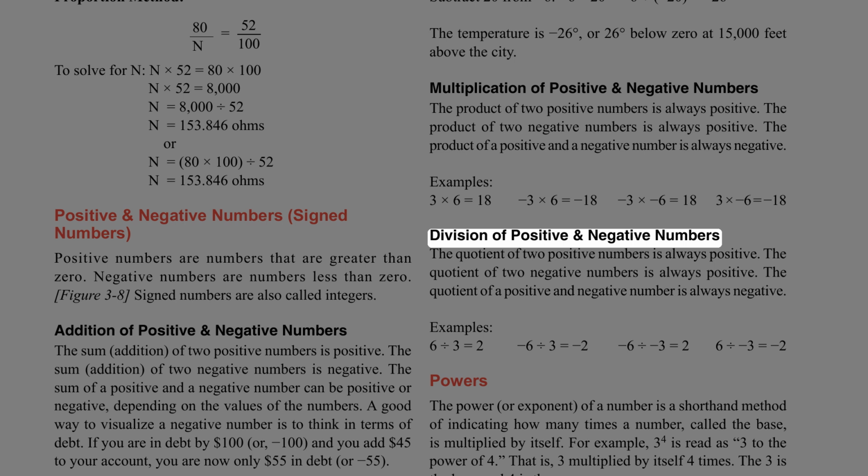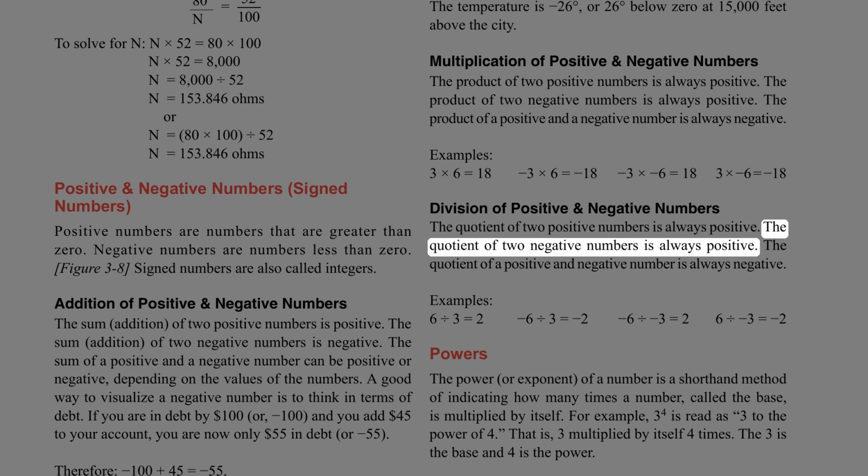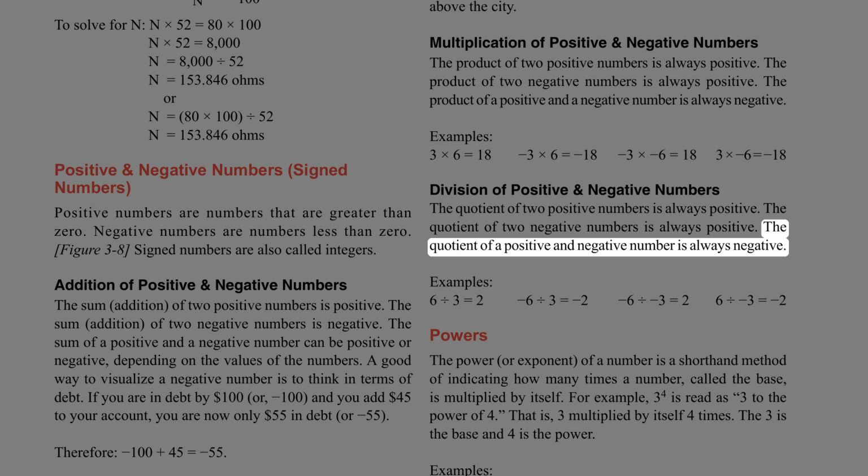Division of positive and negative numbers. The quotient of two positive numbers is always positive. The quotient of two negative numbers is always positive. The quotient of a positive and negative number is always negative.